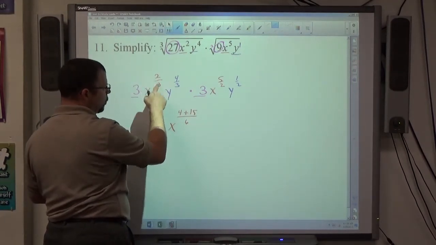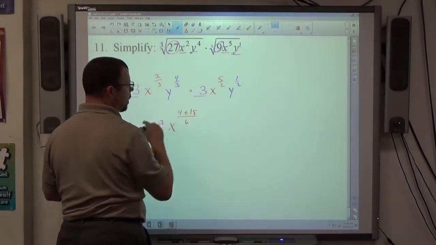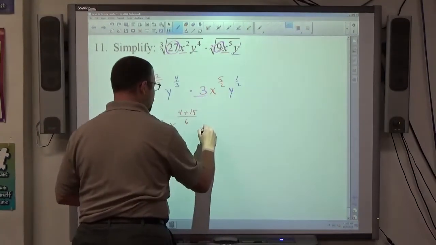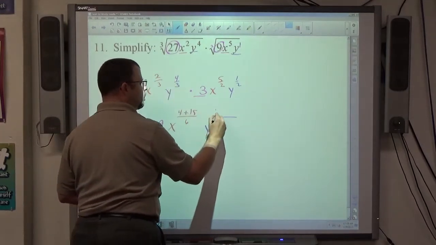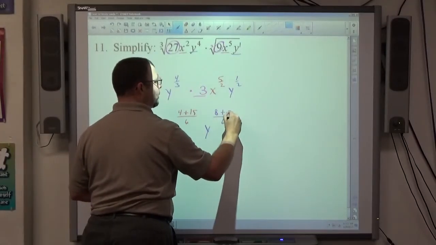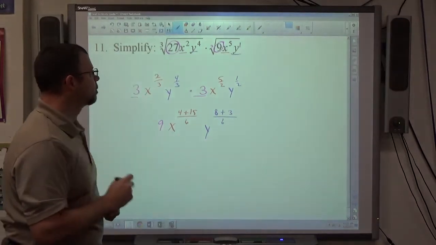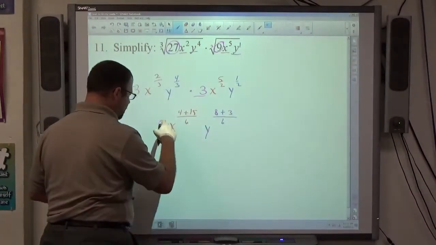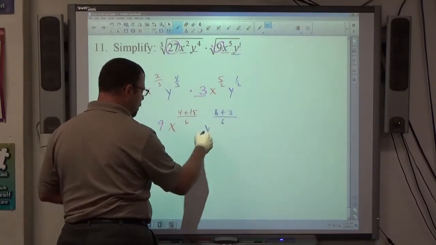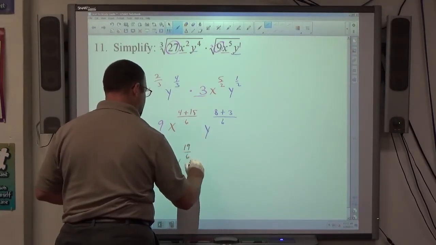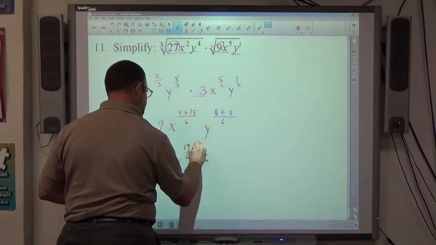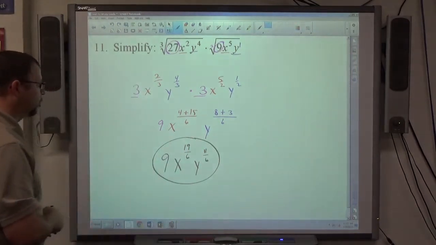3 times 2, so 2 times 2. 2 times 3, so 5 times 3. For y, also a common denominator of 6. Times 2 times 2. Times 3 times 3. So my final answer is a number times an x to a power times y to a power. So 9 is the number, x to the 19 over 6, y to the 11 over 6. And that's what your final answer should look like on that one.